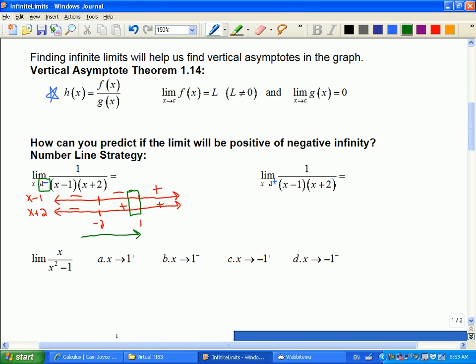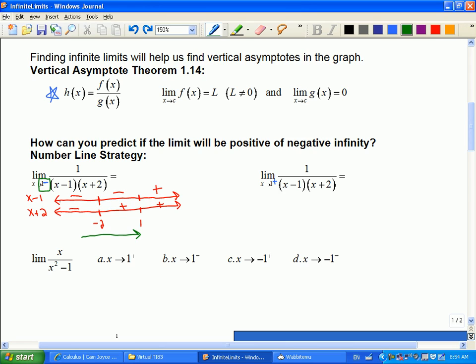Yeah, you're right, negative infinity. How did you know that? Well, it's infinite because of the theorem we had before. It's going to be a 1 divided by 0 situation. The reason it's going to be negative infinity is this is a negative times a positive.